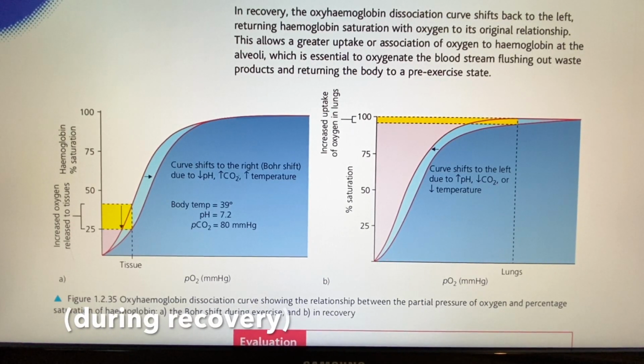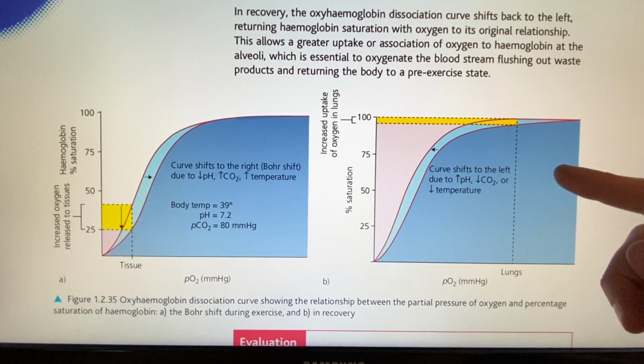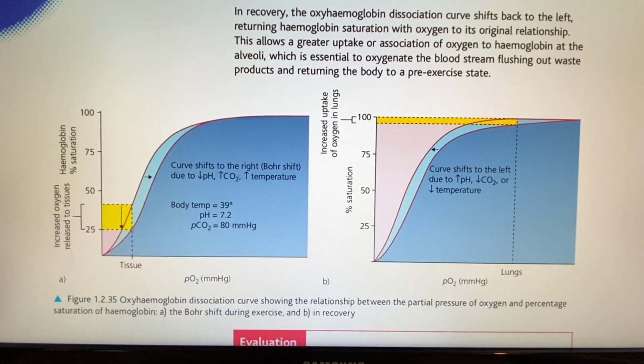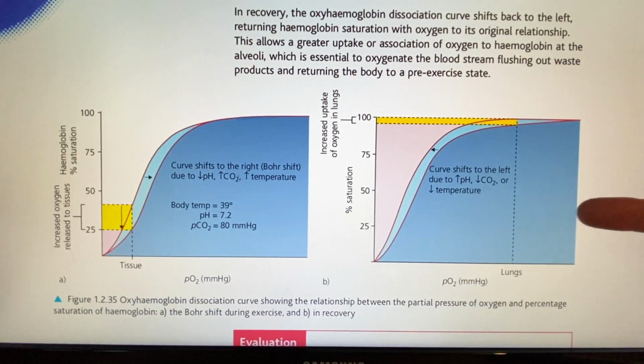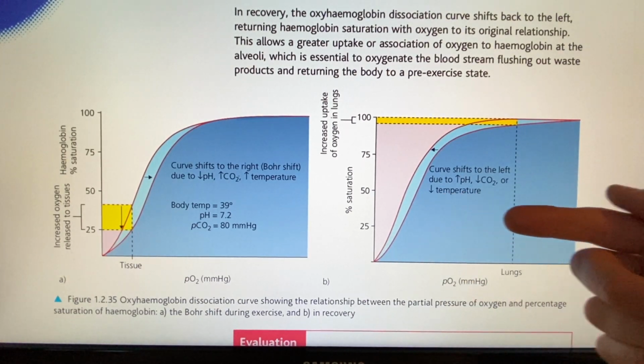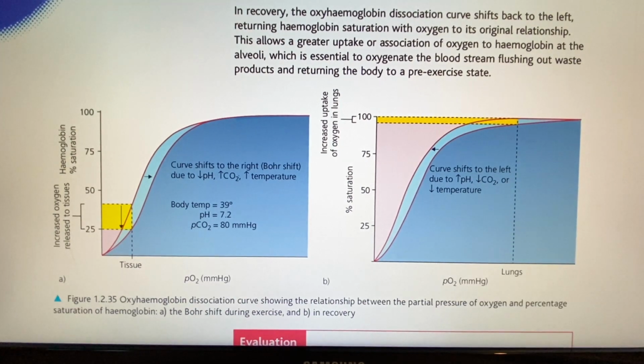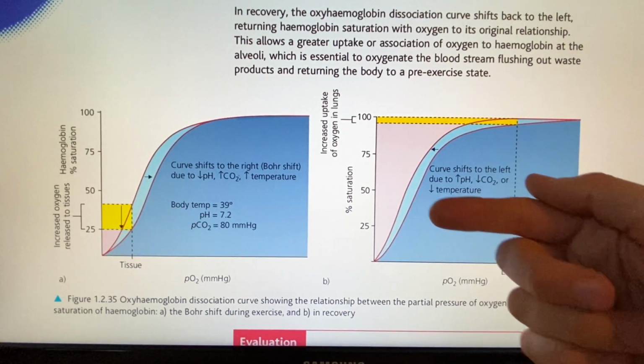Okay, so moving on then and looking at what happens to the oxyhemoglobin dissociation curve during recovery. So this time we're going to focus on the graph on the right hand side. We're first of all going to mention the fact that during recovery the S-shaped curve is going to shift to the left. Okay, so during exercise it shifted to the right. During recovery, it's going to move back towards the left.